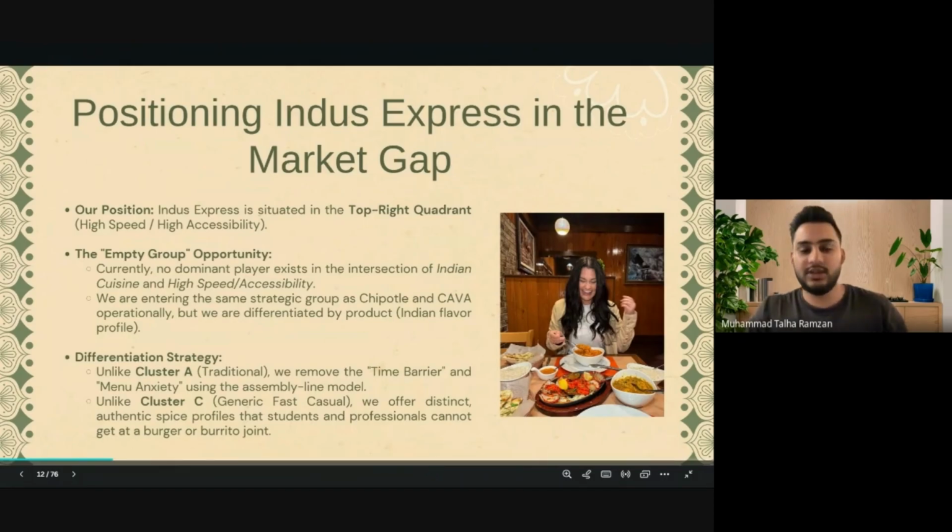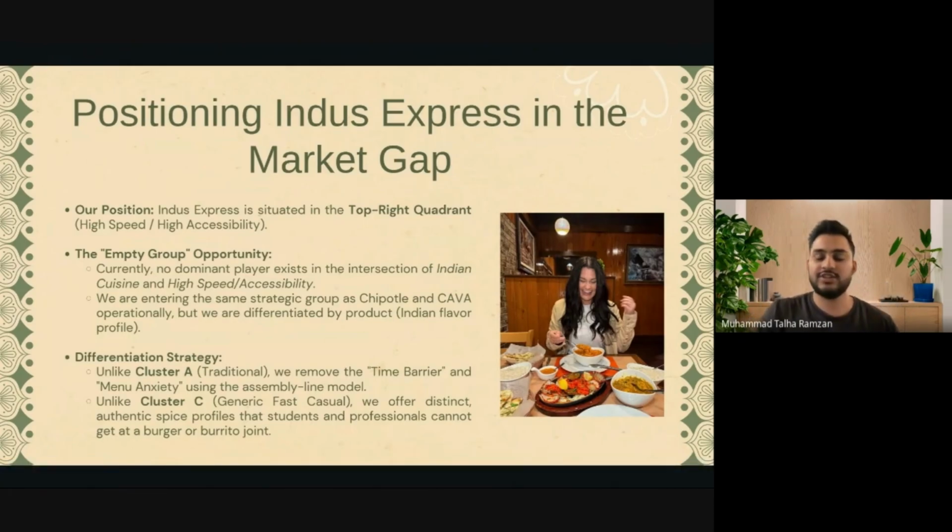Okay, so our position is the top right quadrant, which is for high speed and high accessibility. So where's the opportunity? Currently there are no dominant players with high speed and accessibility in Indian cuisine. So we're entering the same market as Chipotle and Cava, but our differentiating factor is the product, which is the Indian flavor profile.